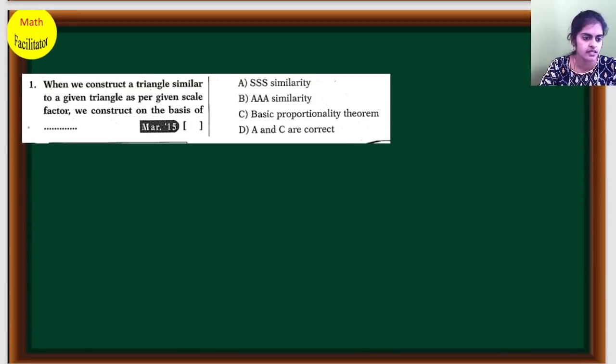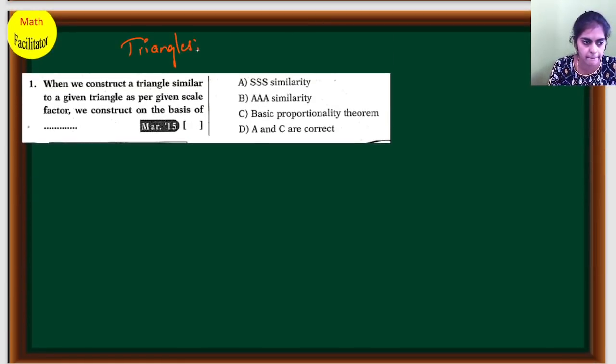Okay. So now we are proceeding to the similar triangles chapter. When we construct a triangle similar to a given triangle as per the scale, we construct on the basis of which similarity? Is it SSS? Is it triple A, angle, angle, angle? Is it basic proportionality theorem, or A and C both are correct? Do you remember the proof of construction of triangle? We do it by using basic proportionality theorem. How many of you remember? We use basic proportionality theorem.